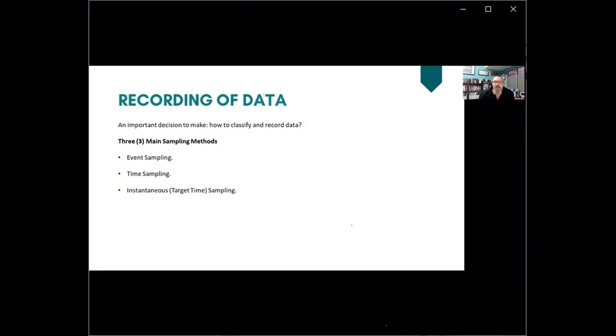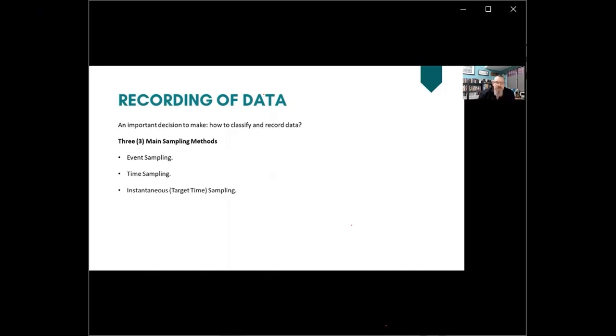Event sampling is when the observer, or you as the researcher, decides in advance what type of behavior, events, or activities you're interested in, and you record all of those occurrences. But that means you ignore everything else. So you're only looking for specific actions. That gives us some limits, but it also makes sure that we are picking up on certain actions, behaviors, or situations that may happen.